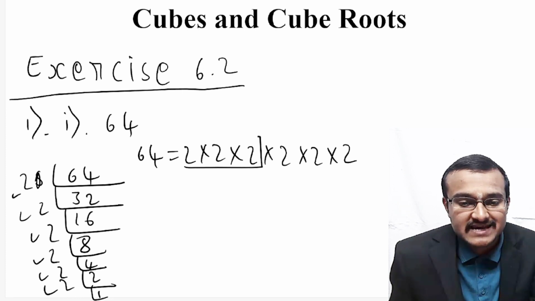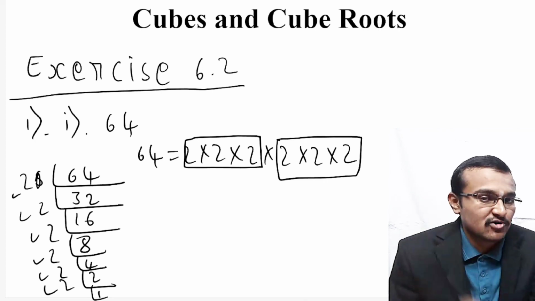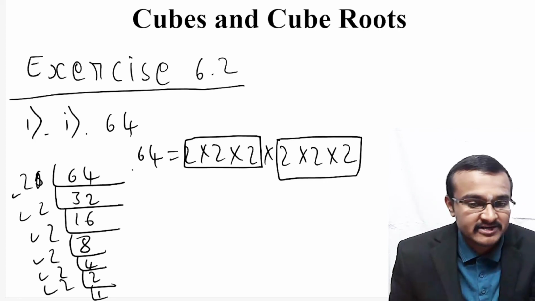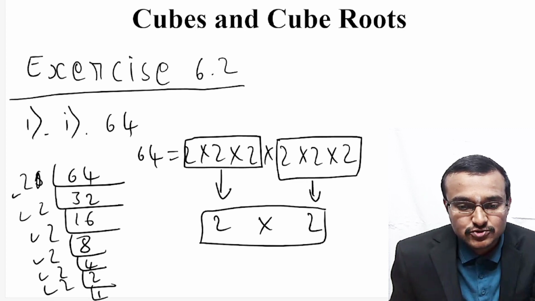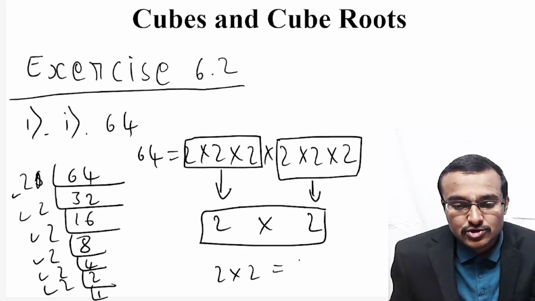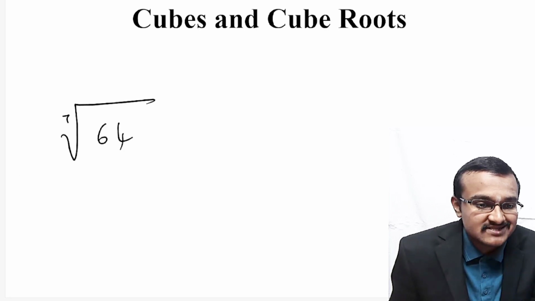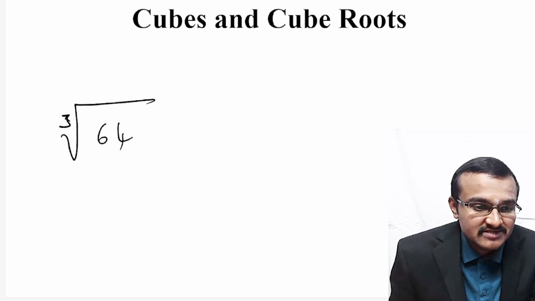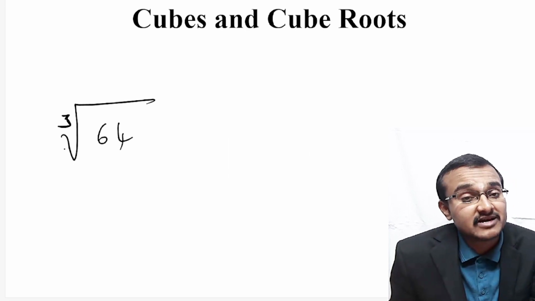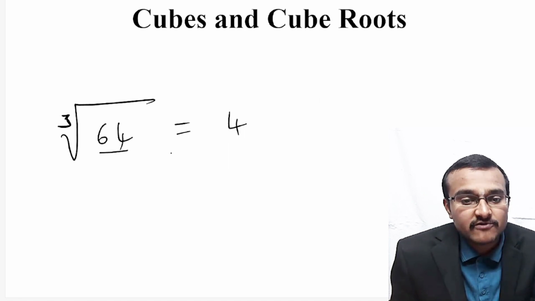So these 3 2's can group with each other, and these 3 2's can group with each other. There is no left alone number. That means 64 is a perfect cube. Take one 2 from this group and take another 2 from this group and multiply these two 2's. So what is 2 into 2? 2 into 2 is 4. That means cube root of 64. So this is the symbol for cube root. You should put the symbol for square root and put 3 on this symbol. Then this symbol will become cube root. So cube root of 64 is equal to 4.